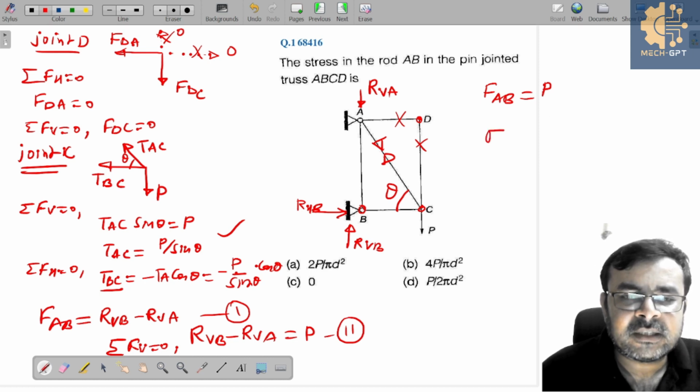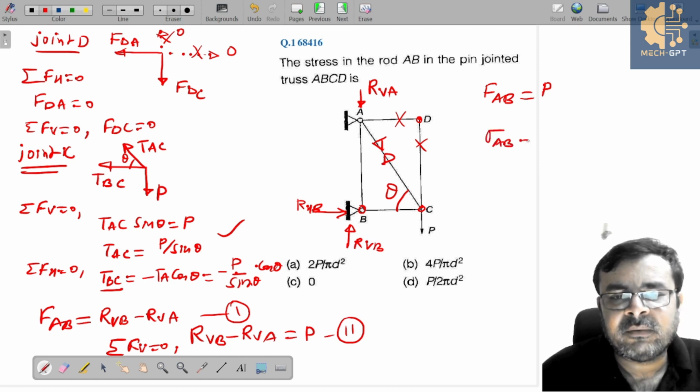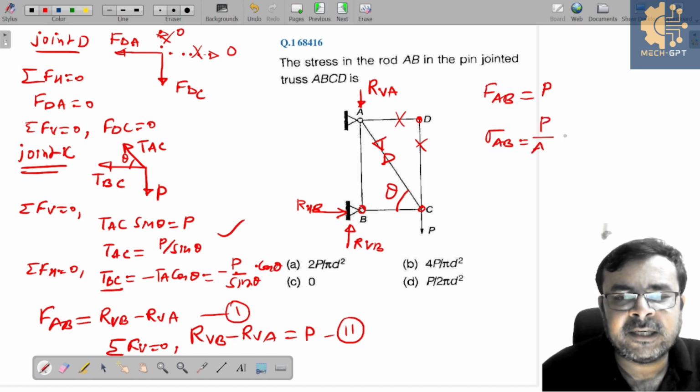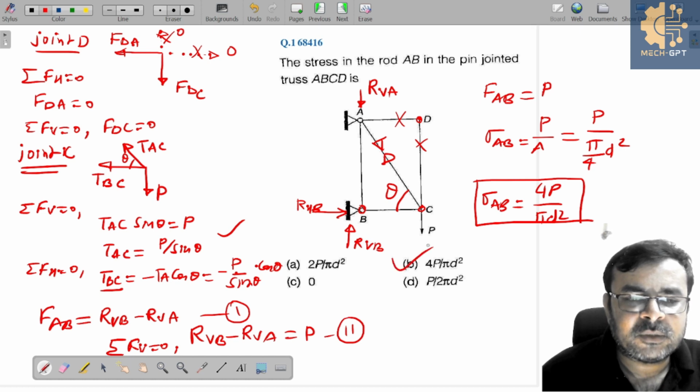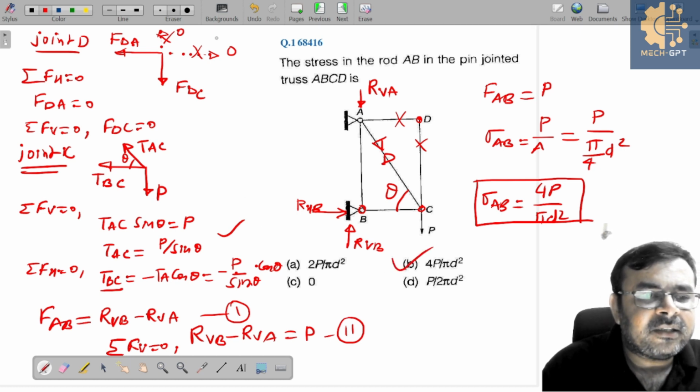So what about stress? Stress acting on the AB member is nothing but force upon area. And what about area? This is pi by 4 d square. So simply can I say stress in AB is nothing but 4P over pi d square. 4P over pi d square. So the correct option is option B. So no need to write this solution.